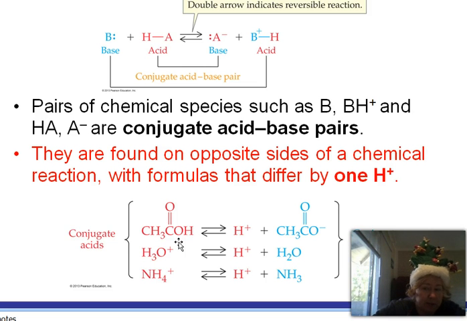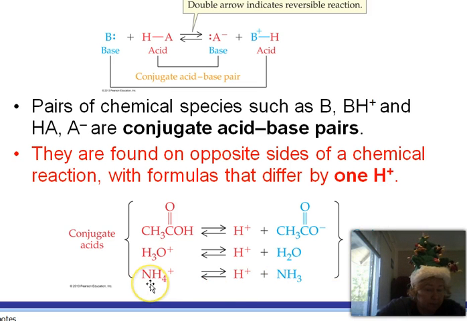Pairs of chemical species, such as the bases and bases with their hydrogen ion on them, are called conjugate acid-base pairs. This is basically what we're going to be doing in lab. You're going to identify the base, you're going to identify the acid, then you're going to identify the conjugate acid. It started out as a base, then it took the hydrogen ion, right? Boom, now it's an acid. Started out as an acid, now it's a base because it doesn't have a hydrogen ion. Can't be an acid without a hydrogen ion. They're found on opposite sides of the chemical reaction with formulas that differ by 1 hydrogen ion. That's how you identify them.